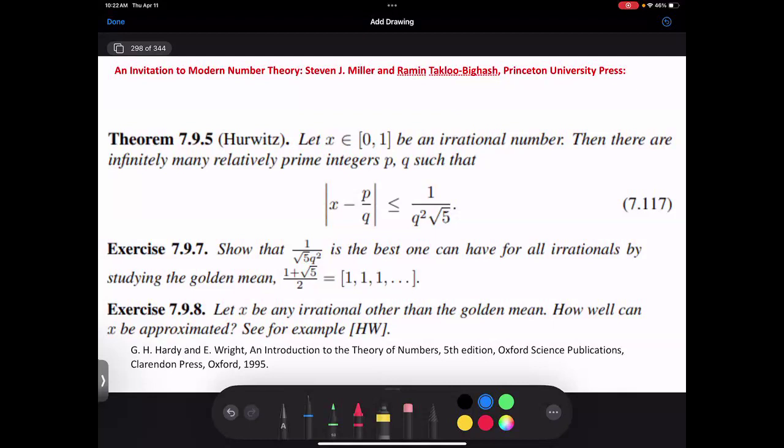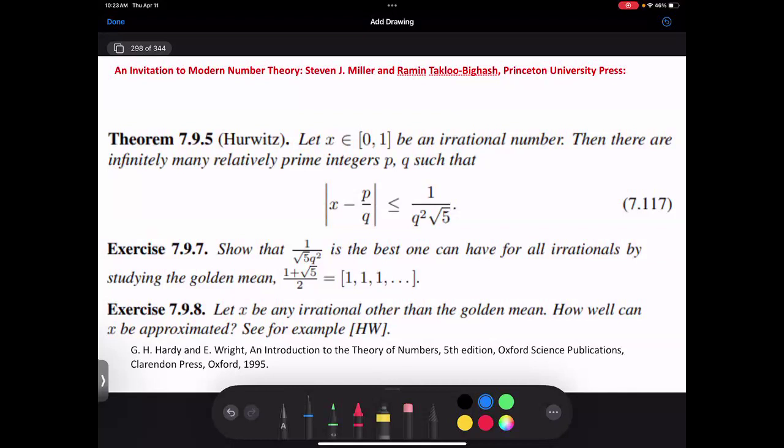Have you seen continued fractions? If you've seen continued fractions, the golden mean's continued fraction is all ones. Whenever you have a digit that's greater than 1, it gives you a better approximation when you truncate it. And so because the golden mean is all ones, as small as possible, that's why it's so bad.